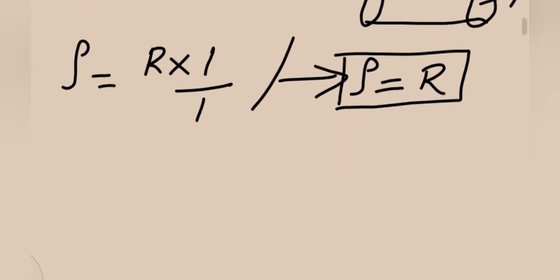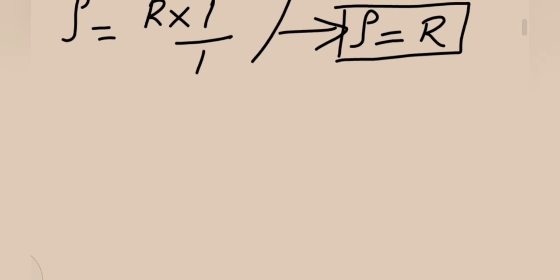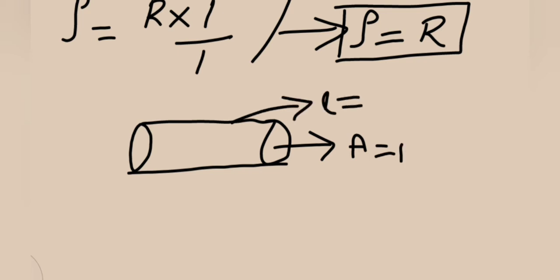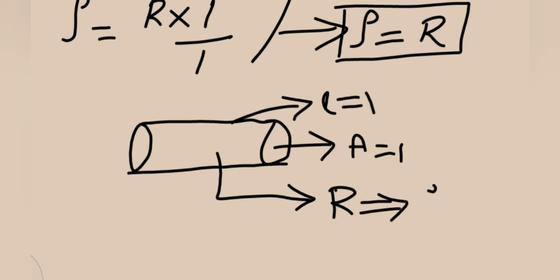So we can now define resistivity. Now we got the definition, or we understood what is resistivity. Resistivity is actually the resistance of a conductor having area 1 or unity and length equal to 1 or unity. The resistance of this conductor will give the value of the resistivity.